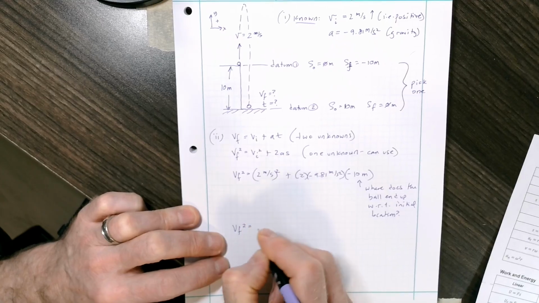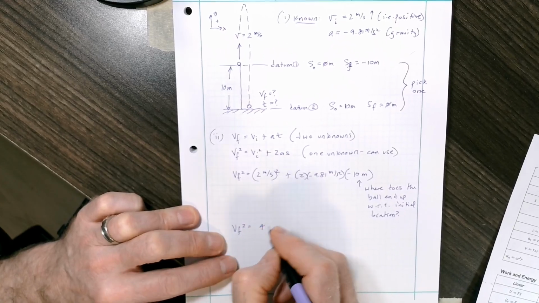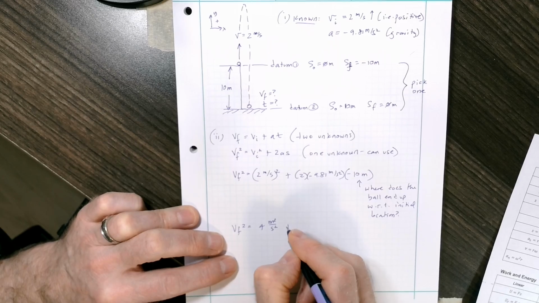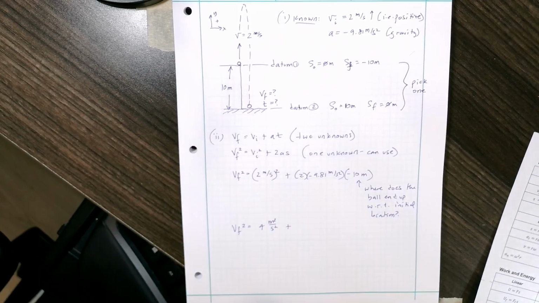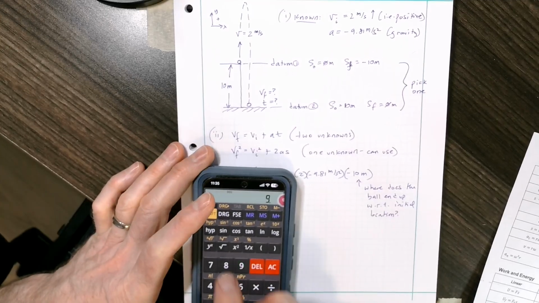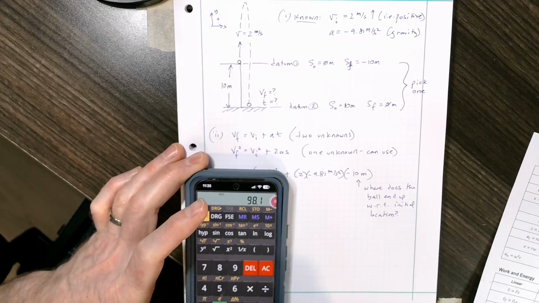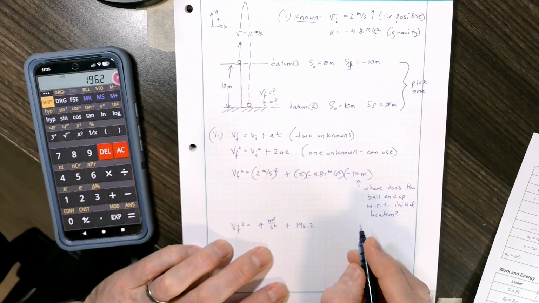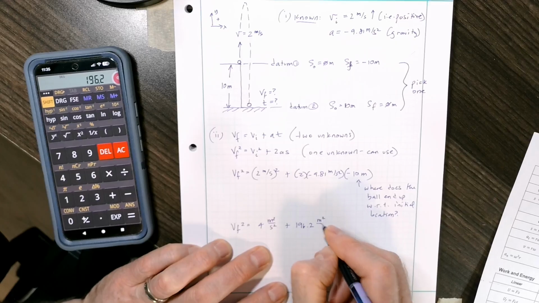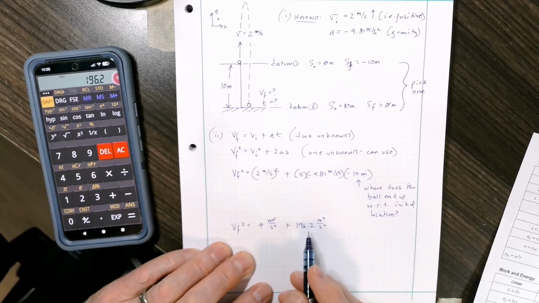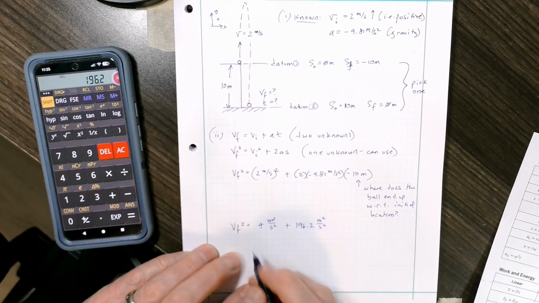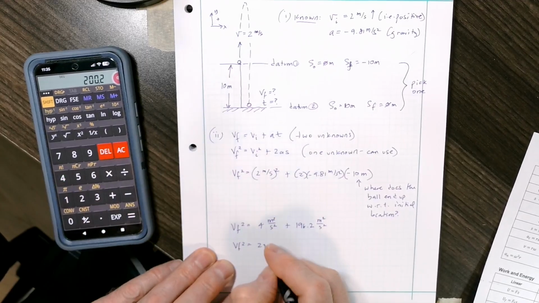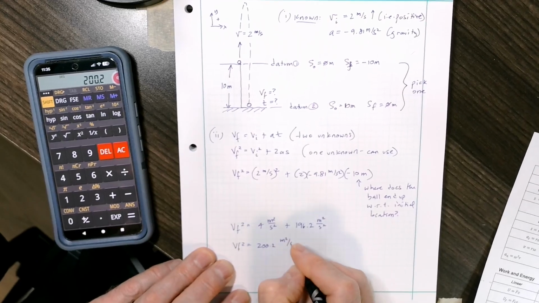V squared equals 4 meters squared per second squared. That's 2 squared, right? Plus the 2 negatives make a positive. What is that? 9.81 times 10 times 2, 196.2, and that is meters squared per second squared, as it has to be because you're adding them together. Okay. So V final squared is, right, 200.2 meters squared per second squared.